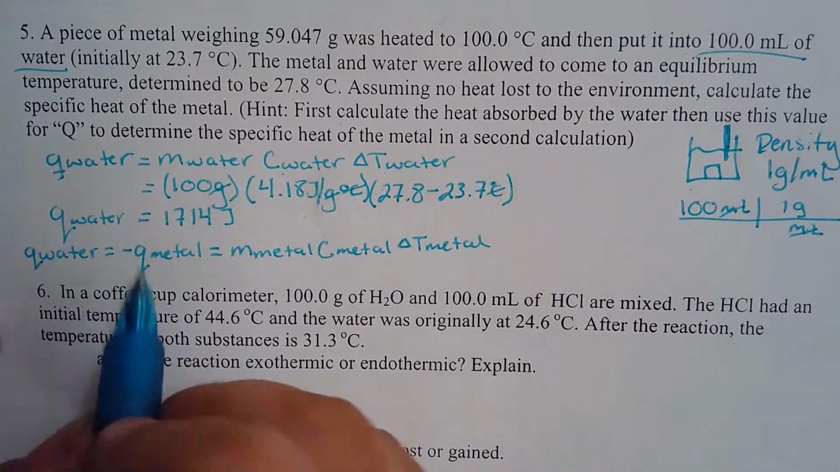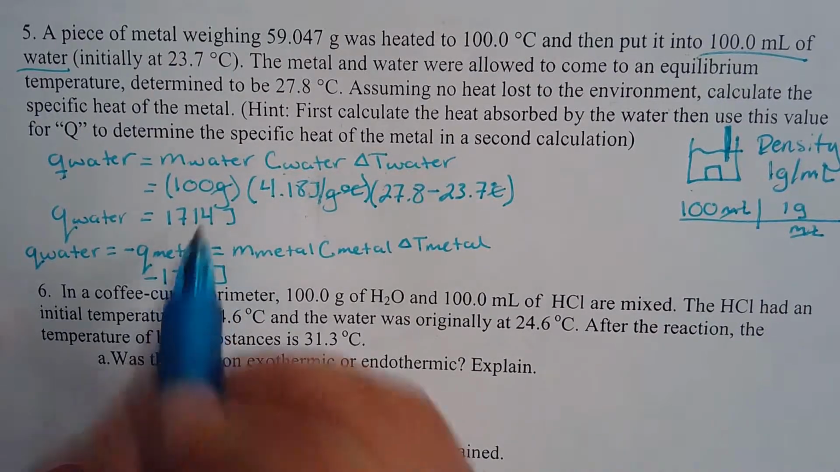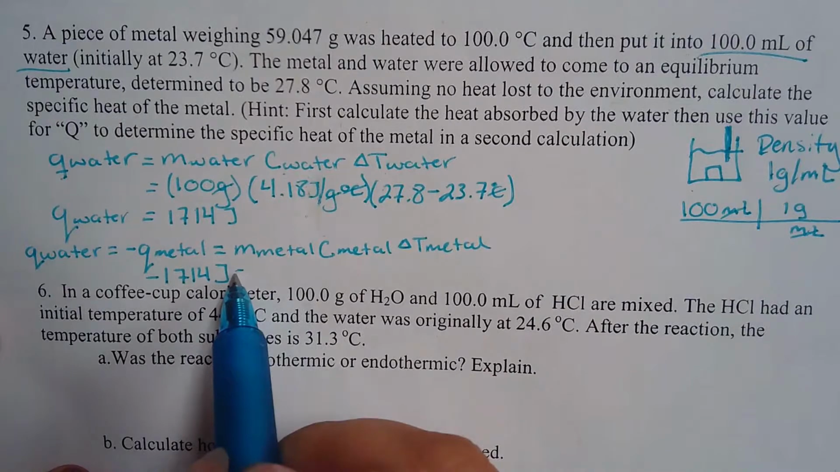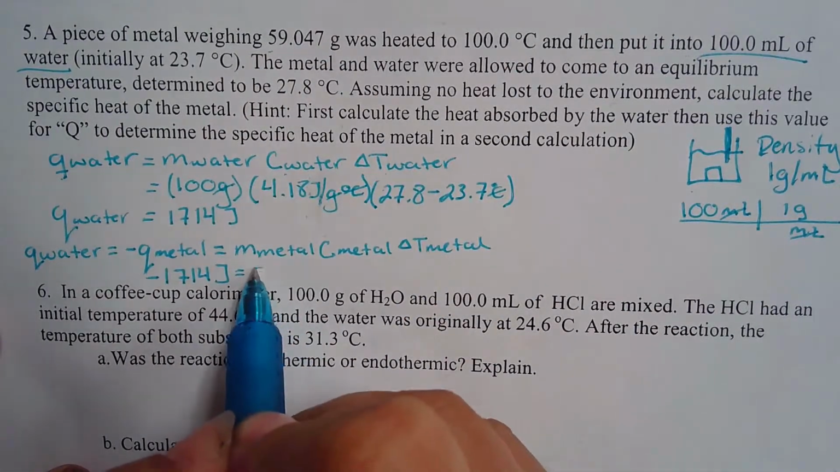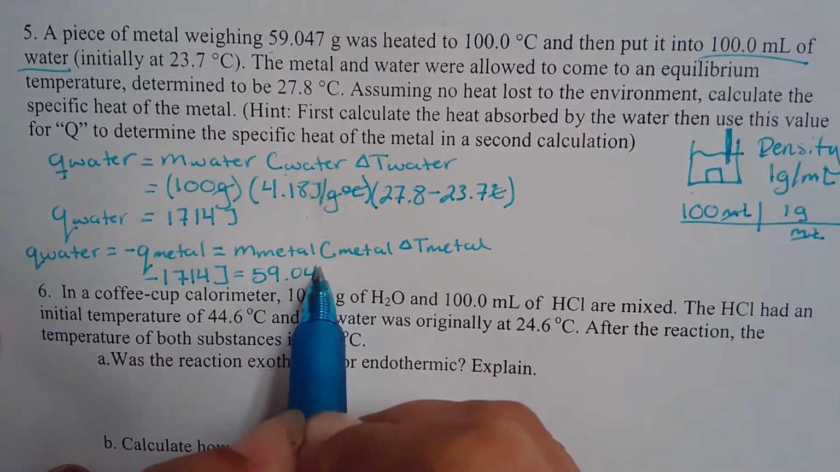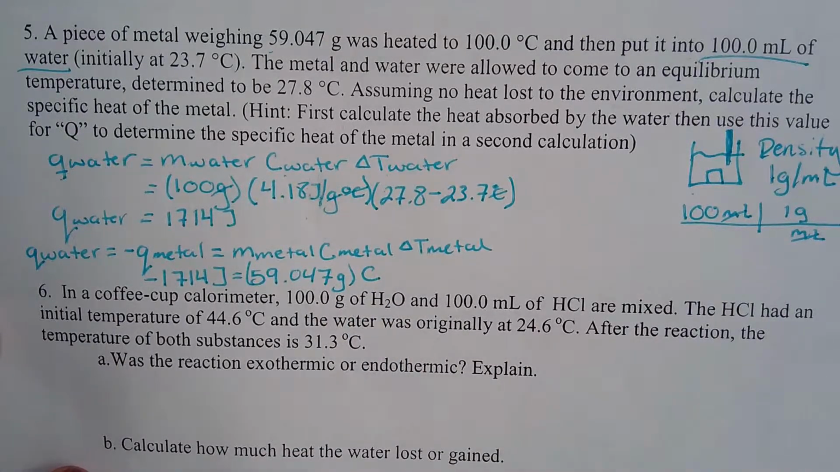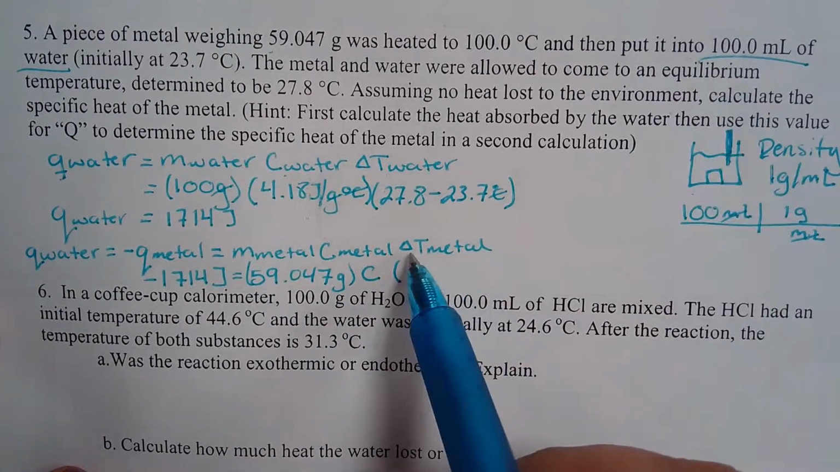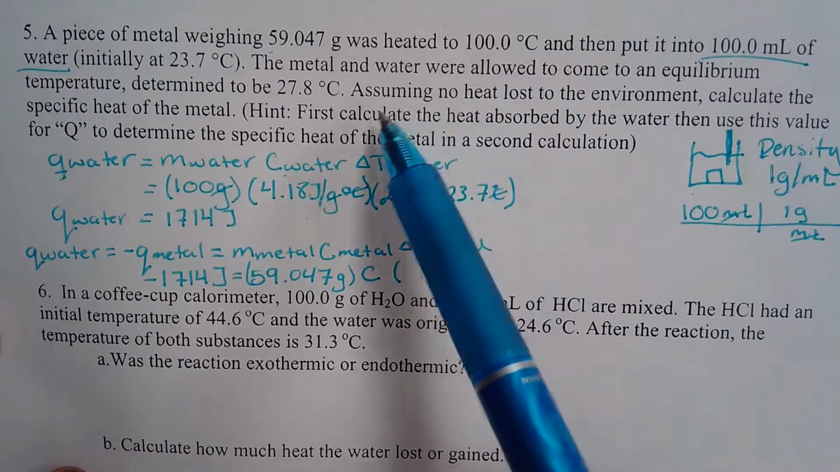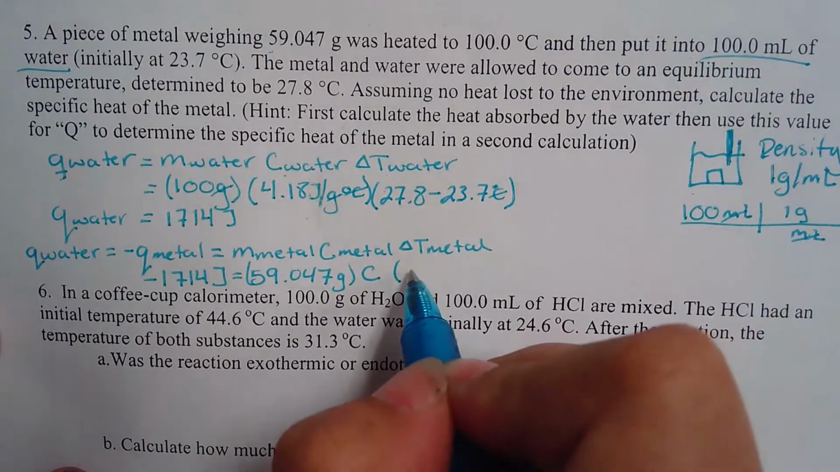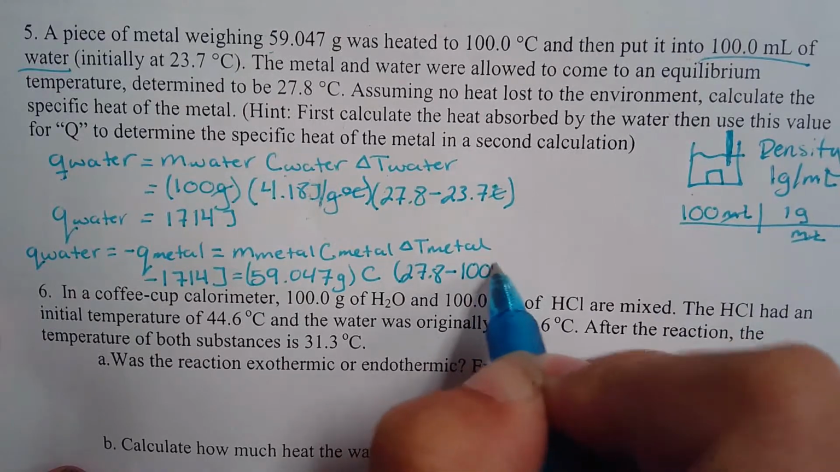Okay, so our negative Q, so we have negative 1,714 joules that we calculated up here. The mass of the metal from the question was 59.047 grams. The specific heat of the metal we don't know, so that's our variable, that's our unknown. And the change in temperature of the metal, it started at 100 degrees Celsius. It ends up at 27.8. So final 27.8 minus your initial, which was 100.